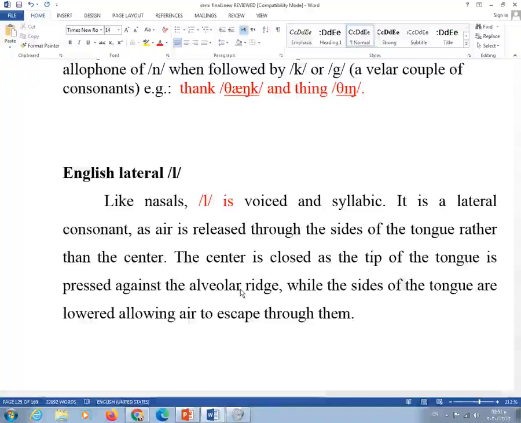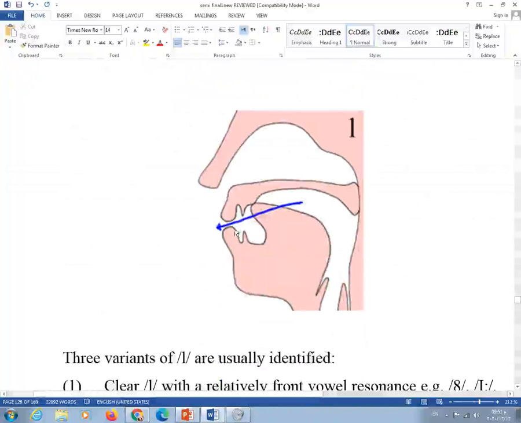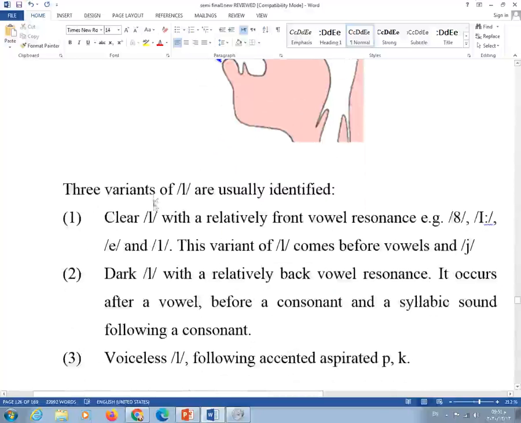Okay. This is the pronunciation of L. As you see, the tip of the tongue is touching the alveolar ridge. This is the alveolar ridge area, which is after the upper teeth, and air goes through the two sides of the tongue, and this is why it is called a lateral consonant. It is important to say that there are 3 variants, or 3 allophones, of the L sound.